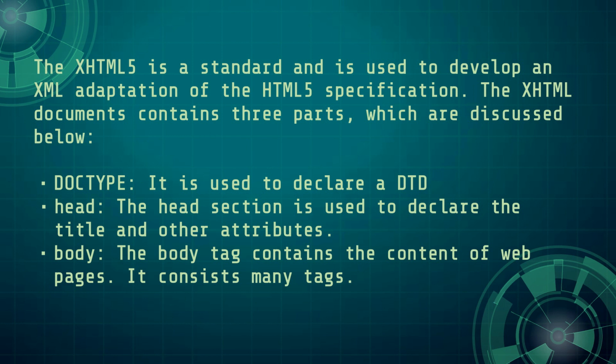XHTML documents contain three parts. First, doctype, which is used to declare a DTD. Second, head. The head section is used to declare the title and other attributes. Third, body. The body tag contains the content of web pages. It consists of many texts.